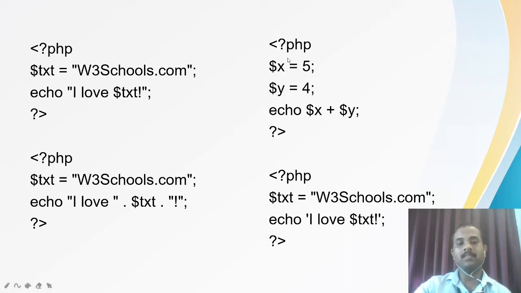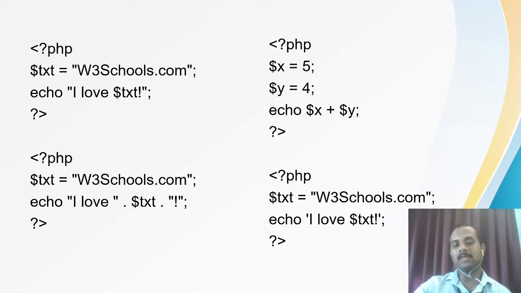Coming to here, I am taking numbers: $x is equal to 5 and $y is equal to 4. What I am doing here is just adding them, right? So $x + $y, 5 plus 4 will be solved first, that is 9. So your output will be 9. Don't put them in double quotation. If you put the expression in double quotation, then the expression will get printed, not the value.